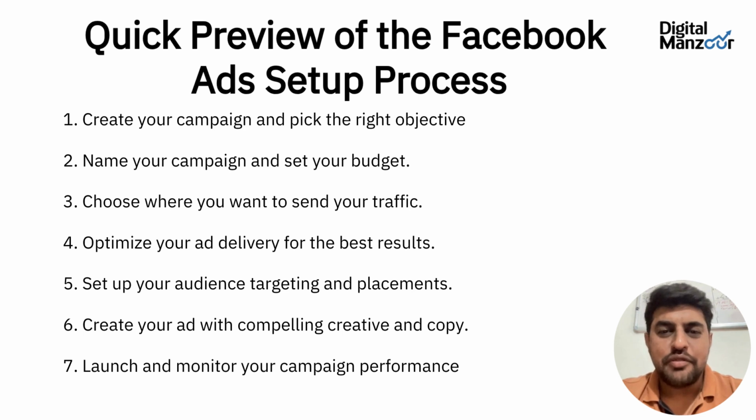Quick preview of the process. Here's a quick overview of the process we'll follow in the upcoming videos. Create your campaign and pick the right objective. Name your campaign and set your budget. Choose where you want to send your traffic. Optimize your ad delivery for the best results. Set up your audience targeting and placements. Create your ad with compelling creative and copy. Launch and monitor your campaign performance.